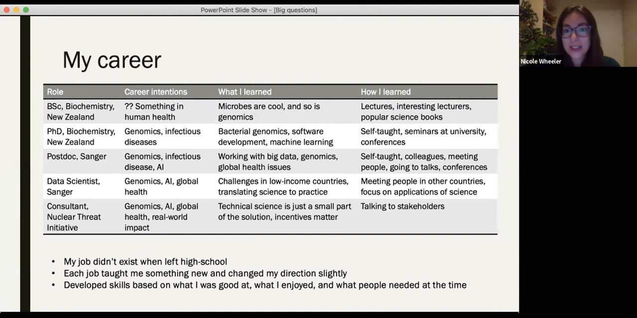And at that stage, I was still learning by myself, but I also got to meet lots of cool colleagues over at Sanger and go to talks to learn more about what I could do and where I could go. Later, I took a job as a data scientist. Here, I wanted to bring in some global health work into my career and do some more applied work, sort of developing tools for middle and low income countries who might want to do genomics and better understand infectious disease.